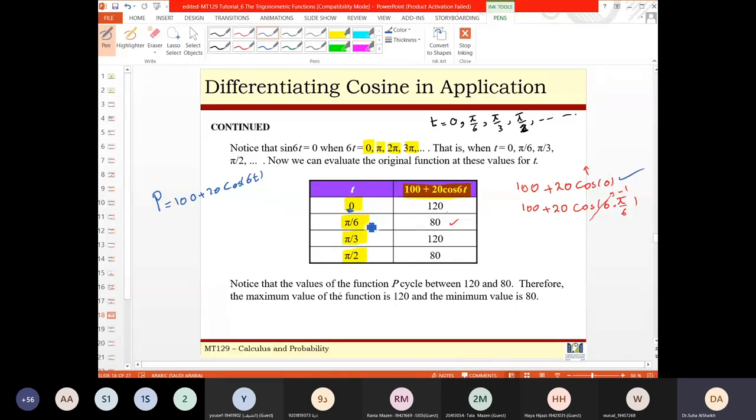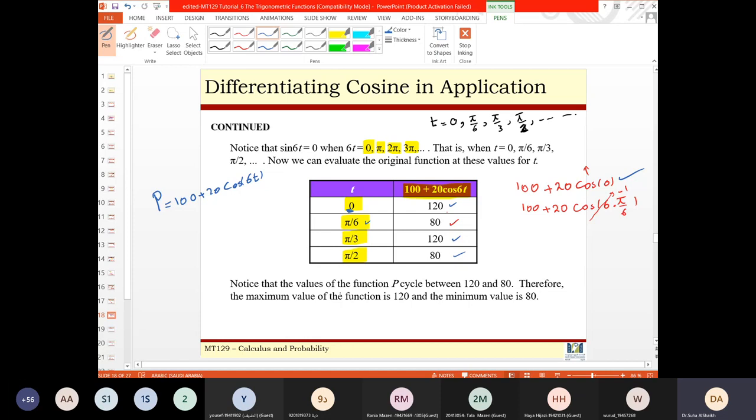Once I put t as pi over 6, the answer will be 80. One time I substitute with pi over 3, the answer is 120. Then pi over 2, it's 80. So what do you think here? The highest value is 120, the least is 80, the minimum. 120 again, and 80. And this is what's happening with human blood pressure. 120 over 80 is the normal, right? So the highest is 120, the lowest is 80.